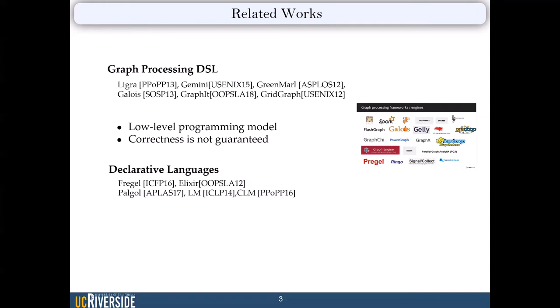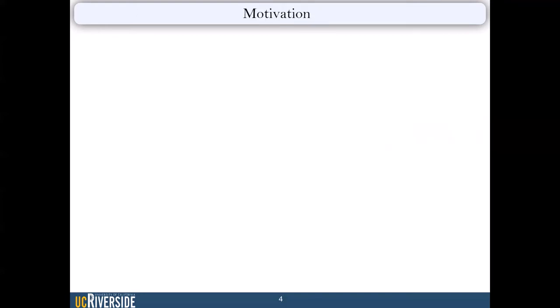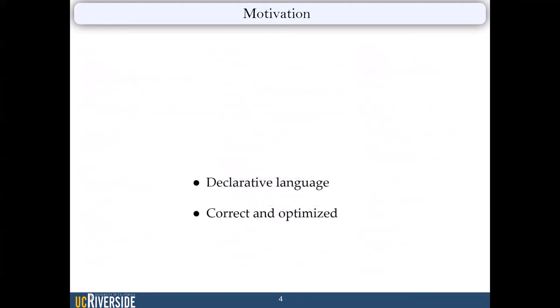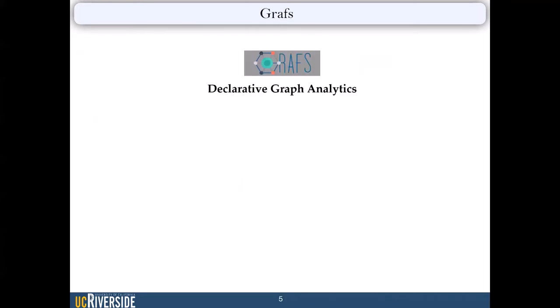Also, existing declarative languages such as Fregel and Elixir require users to write the kernel functions. As an example, BFS is expressed differently in Ligra, GridGraph, and Gemini, which require knowledge about each framework. The goal is to have high-level abstraction for graph analytics, which helps us to write correct and optimized programs.